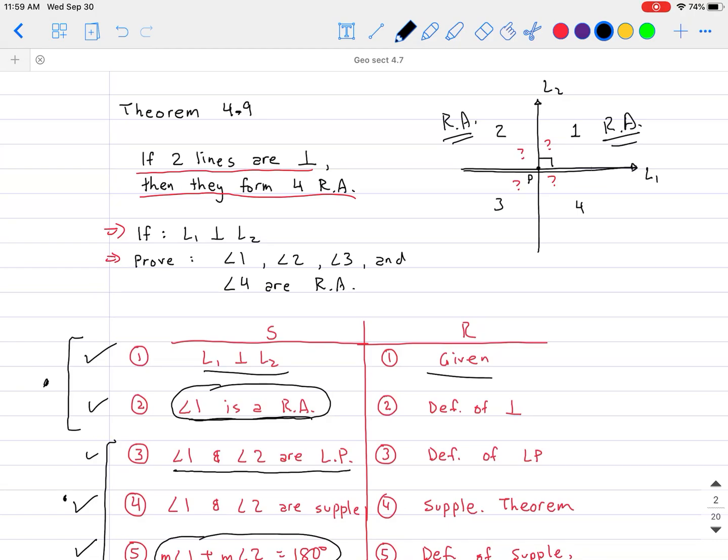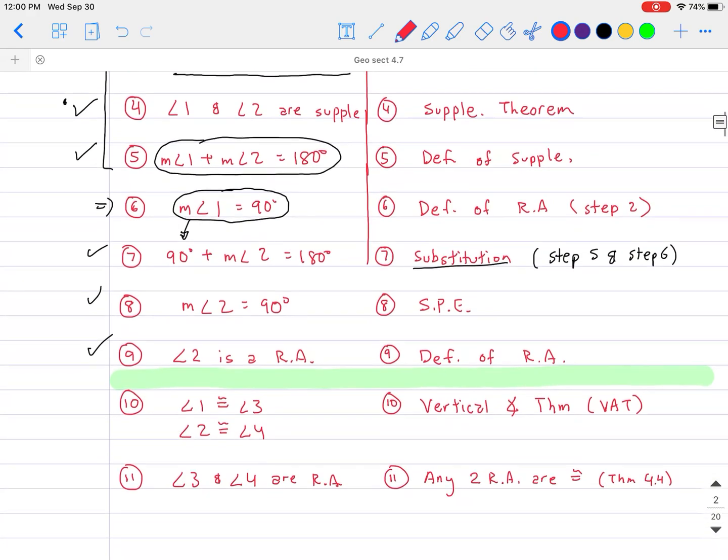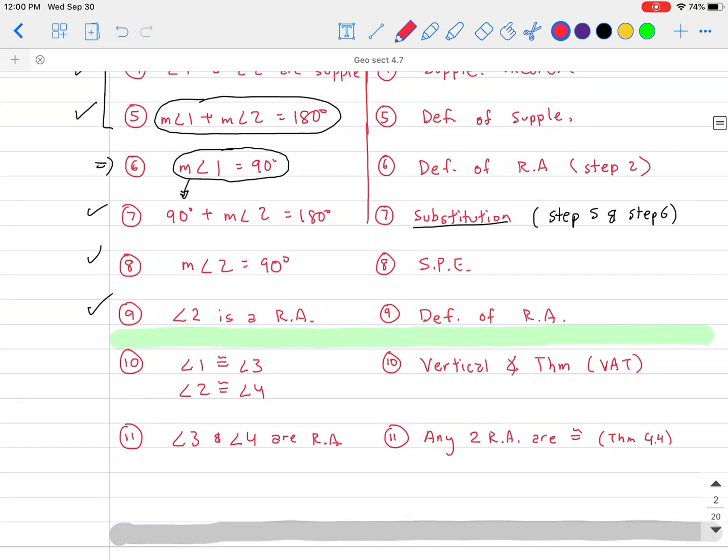Now let's think about angle 3 and angle 4. Let's think about the vertical angle theorem, which we proved earlier. Angle 1 and angle 3, according to the vertical angle theorem, should be equal to each other, should be congruent. If one of them is a right angle, then the other one definitely should be a right angle. Similarly, angle 2 and angle 4 are vertical angles as well. So if 2 is a right angle, then 4 is a right angle. Let's continue and finish our proof.